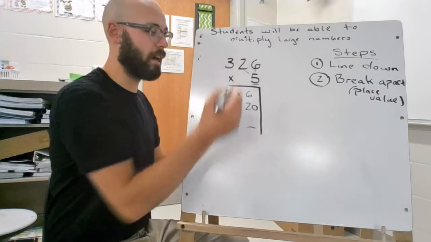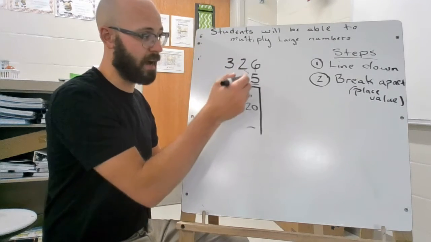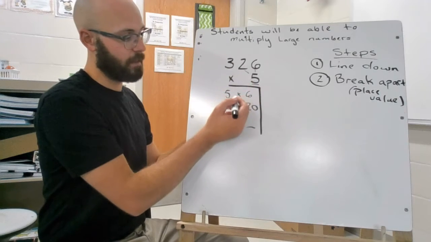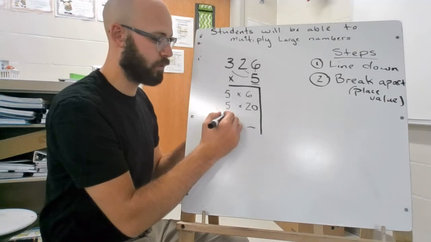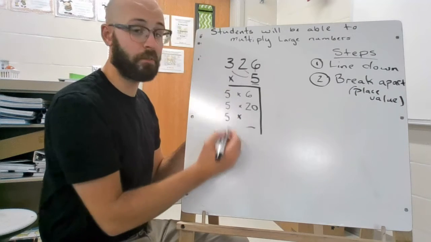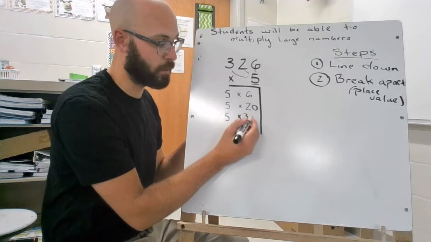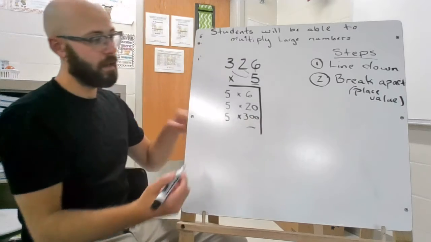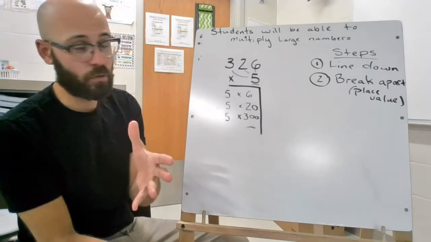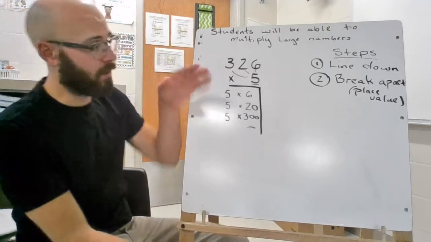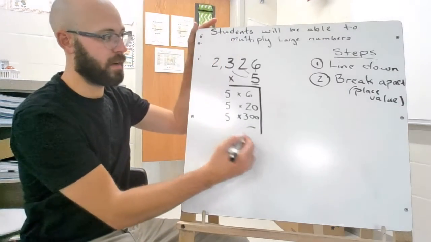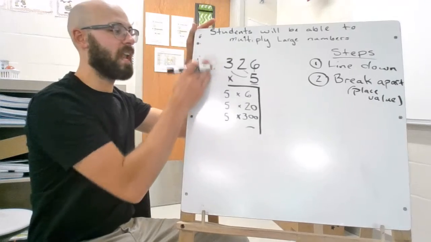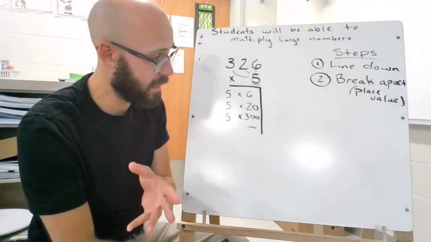If it was 326 times 5, I would do 5 times 6, 5 times 20, and then 5 times, not 3, but it's in the hundreds place value, so 3 groups of 100 make 300. I know I changed the problem kind of halfway through doing it, but it's just to show you that no matter how many place values you have on the top, it could be 2,300, and then you go 5 times 2,000. You could change it any way you want to, but the process stays the same.